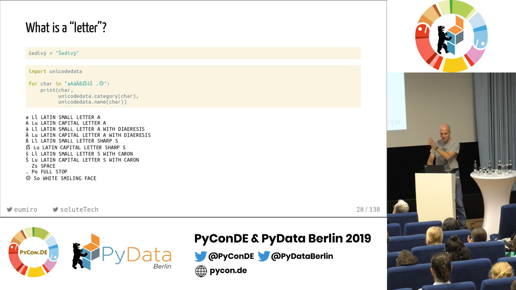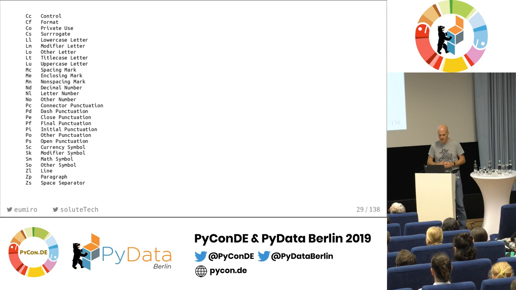Okay, and then Latin small letter A, it is the name of the character, like it is stored officially in Unicode. This is the list of all categories. So you see all the L's, those are letters, then N's are numbers, punctuation, and so on.